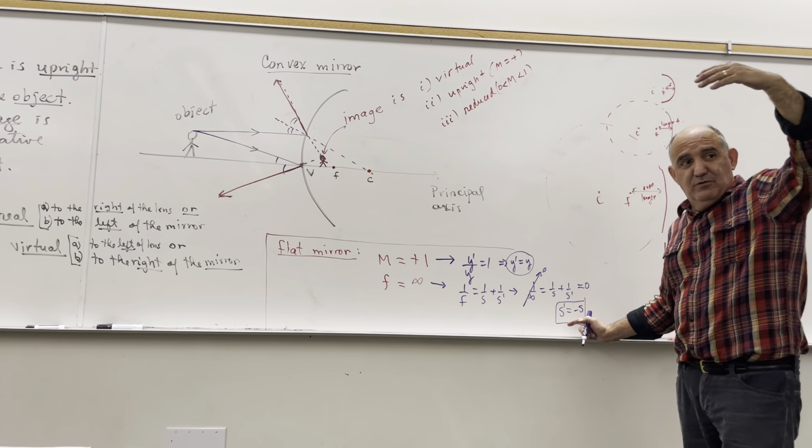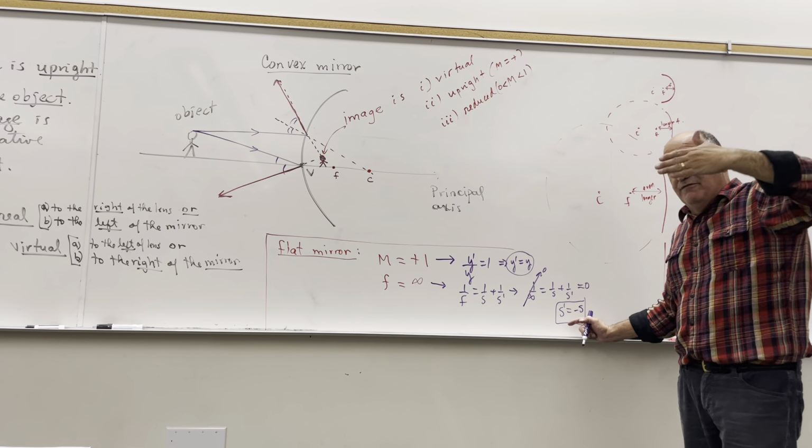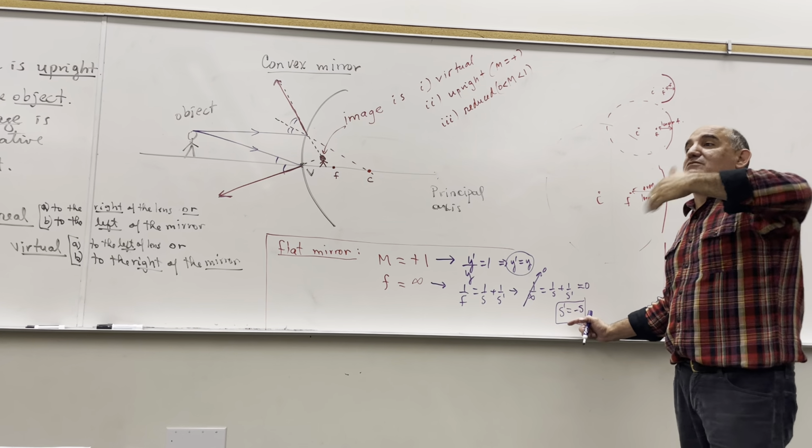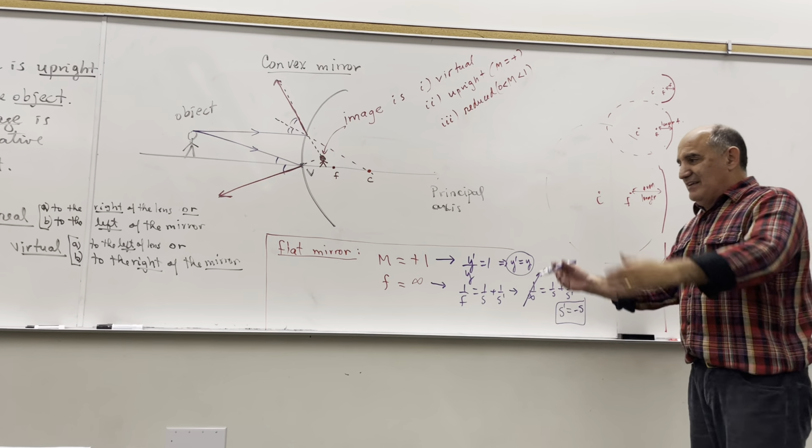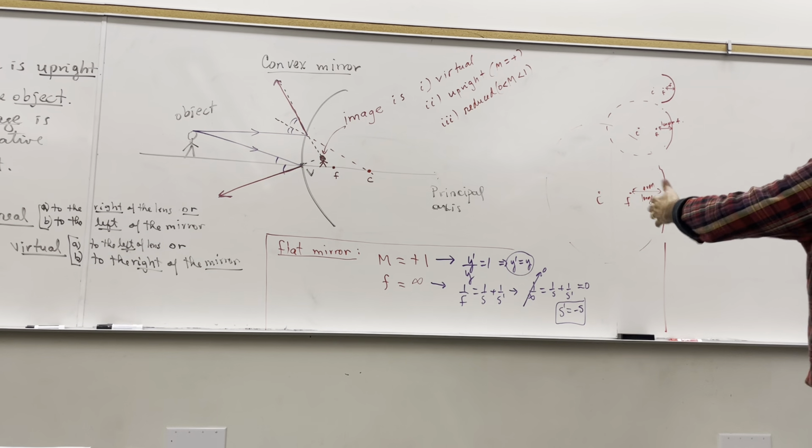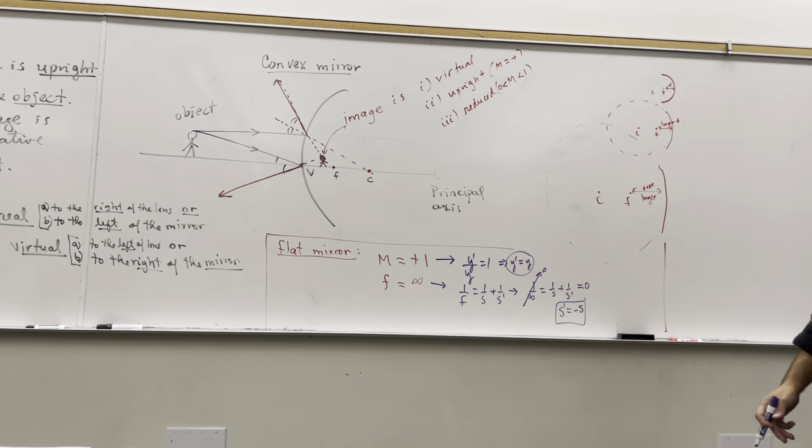So that means that the distance of the image from the flat mirror, on the other side, is the same distance that you are standing in front of the mirror. So if I stand 1 meter away from the mirror, the image is going to be 1 meter away behind. If I stand 2 meters away, then the image is going to be 2 meters away behind.